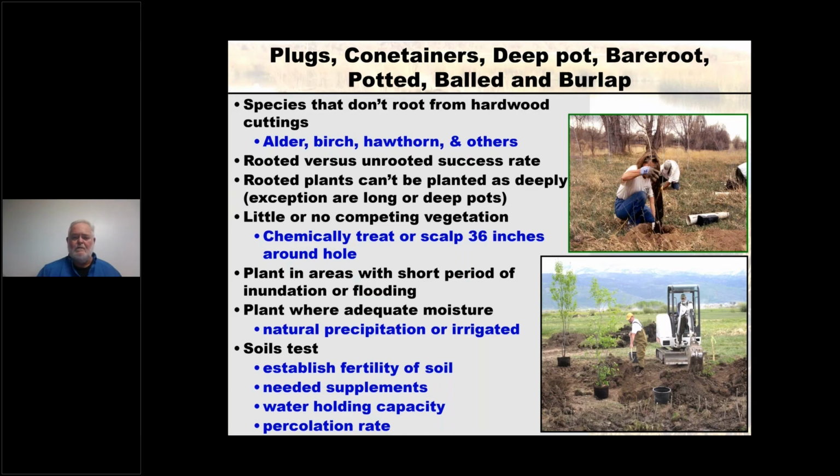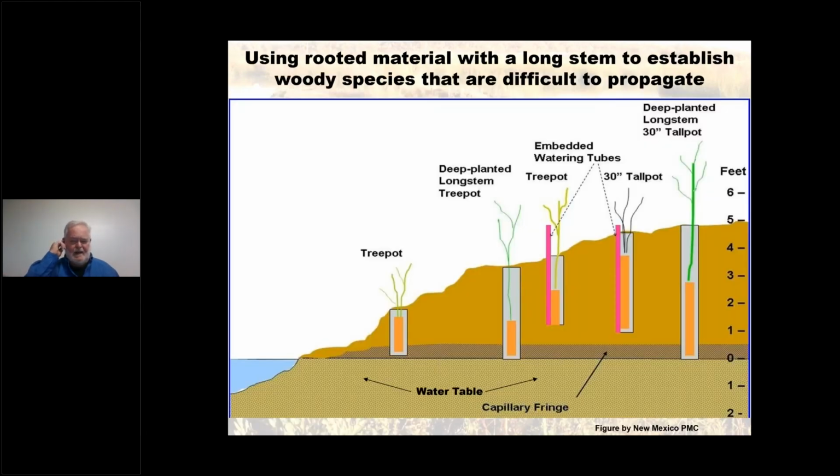So there's a quick rundown for containerized plants. This is just a little schematic that talks about how to use rooted material. Sometimes you can get a tree pot and you can plant that down into this layer, the capillary fringe. Sometimes you can get some deep plant long stem tree pots. And notice that it's clear down here, and because of the long stem, you can plant it and you'll still have stems sticking out. That's why you don't want the nursery to cut them off.